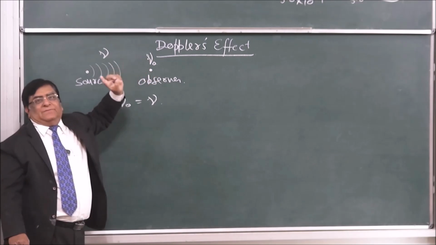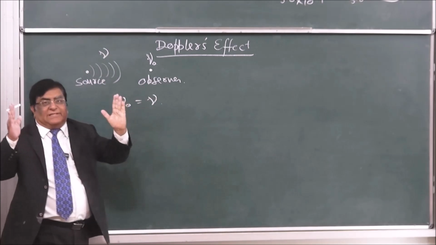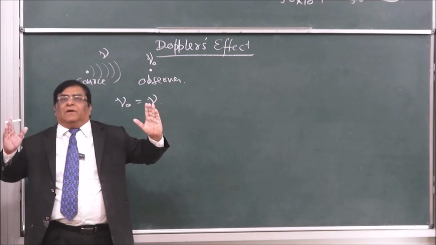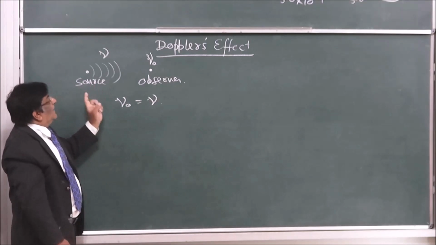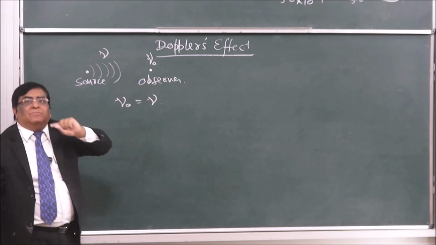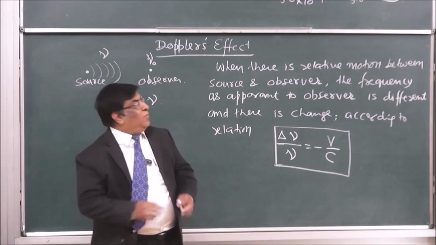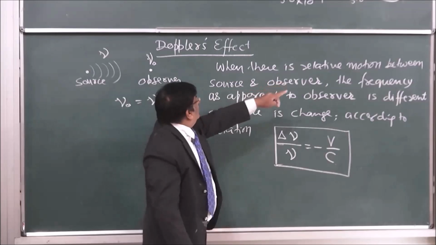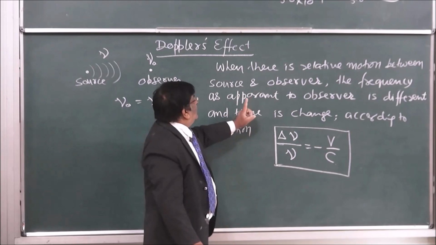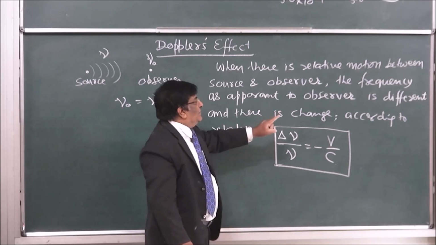this is different. Again, if the distance between source and the observer is changing, whether they are coming close or they are moving away, in both the cases, the apparent frequency, what is observed by the observer, become different. This is Doppler's effect. When there is relative motion between source and observer, the frequency as apparent to observer is different and there is a change.